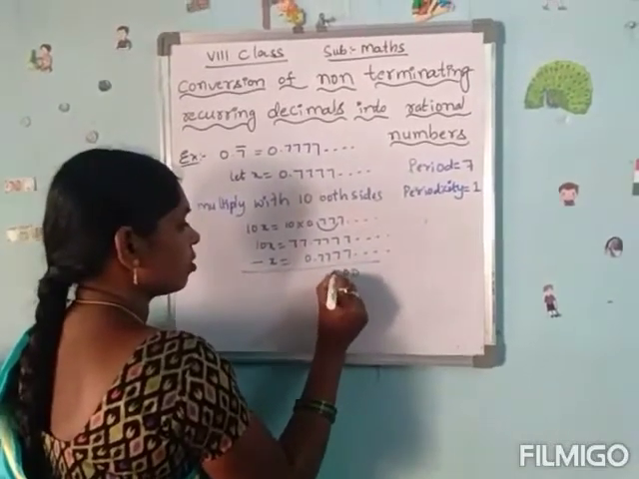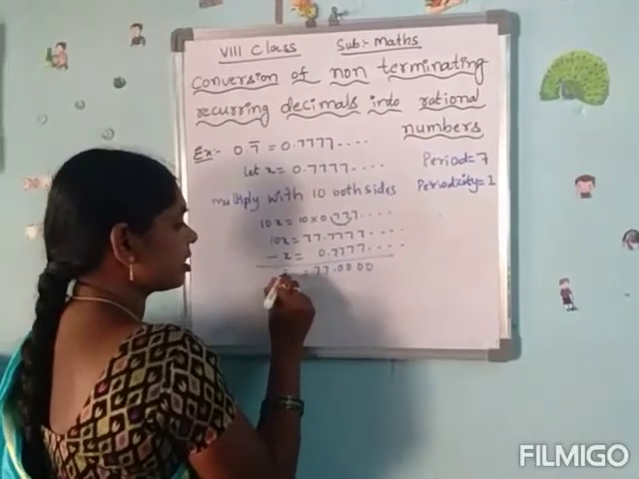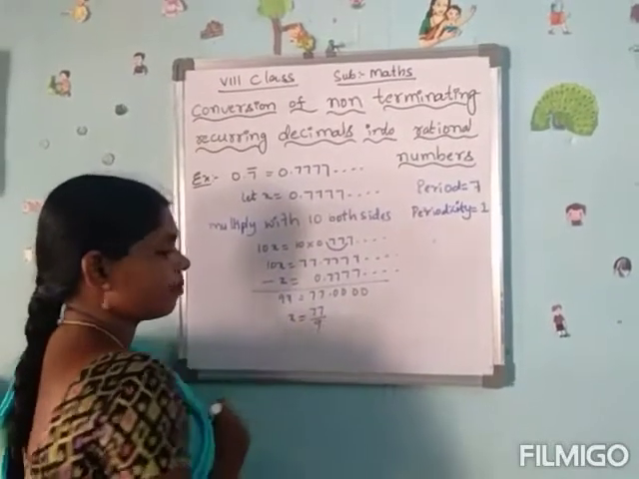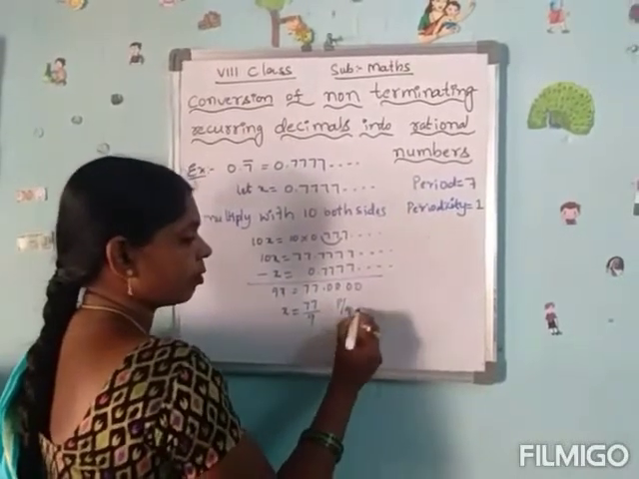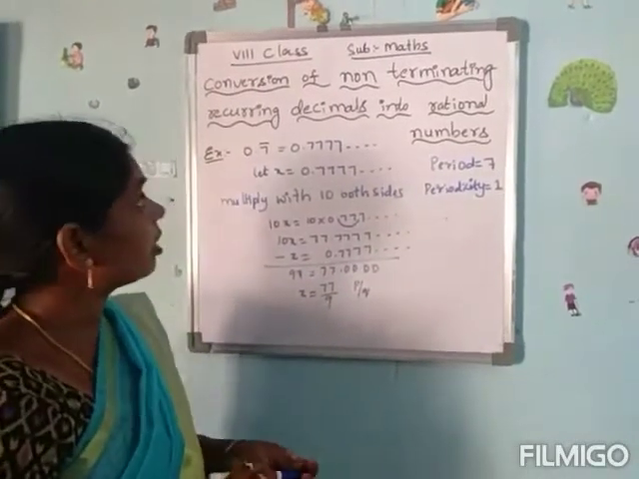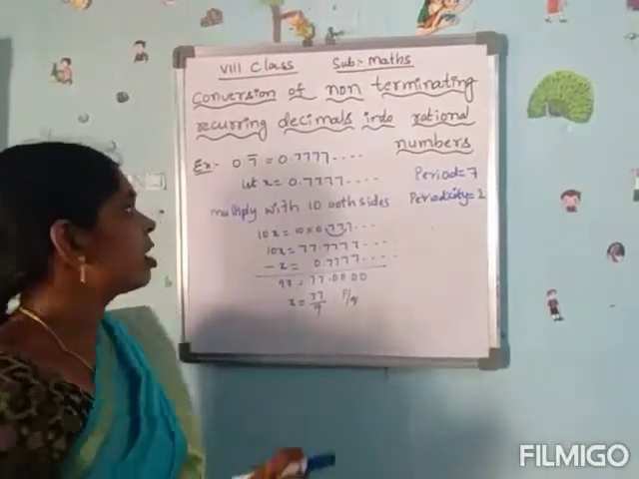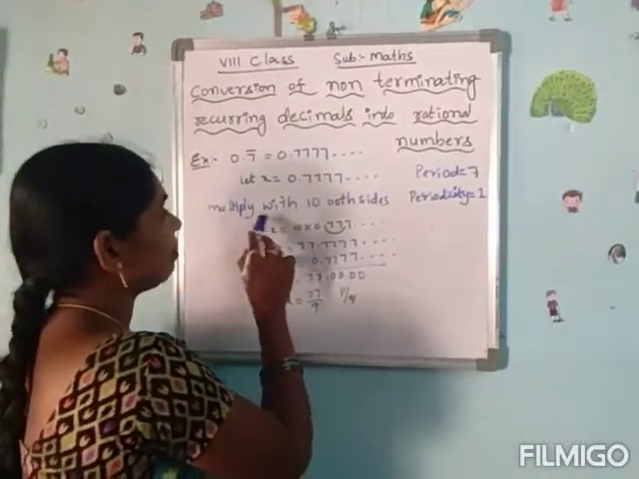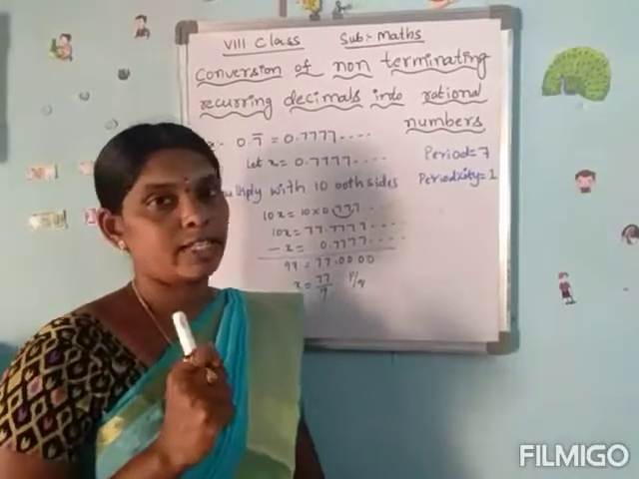So 10x minus x is 9x, and 7.7 minus 0.7 is 7. Then x equals 7 by 9, which is in the form of P by Q. So this is the method to convert non-terminating recurring decimals into fractional form. When the periodicity is 2, then what should we do? We should multiply with 100. That is the only difference.